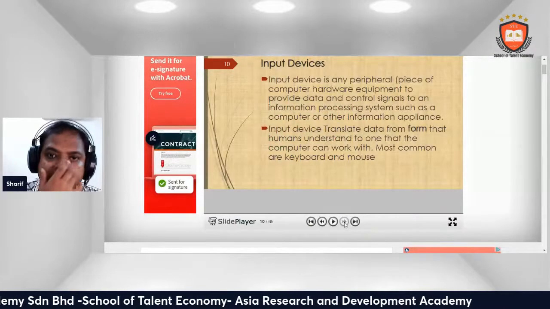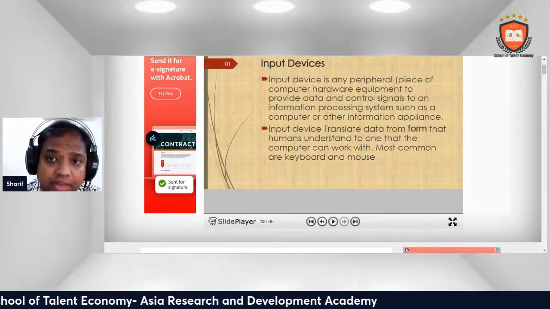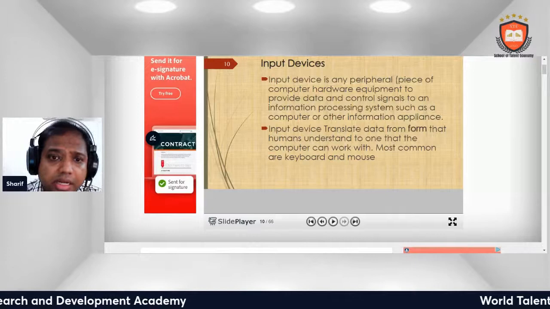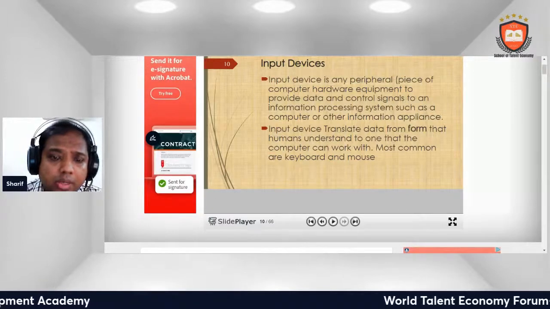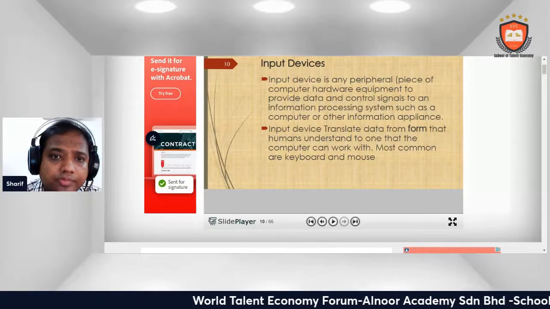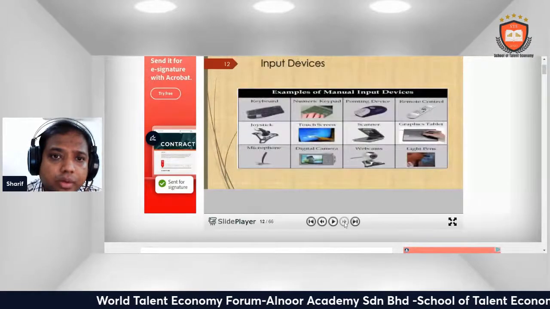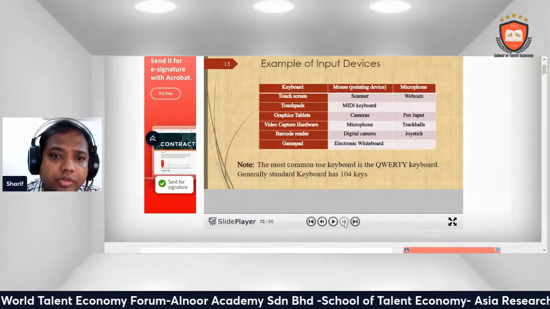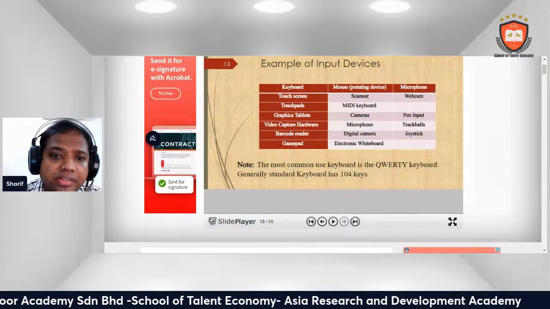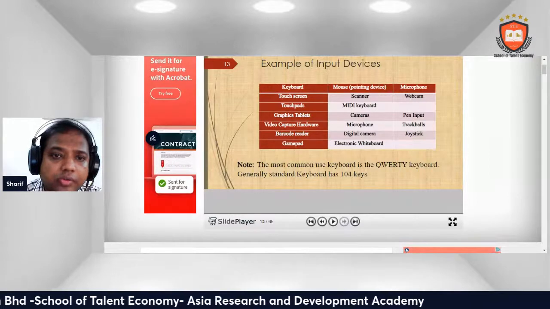Input devices. An input device is a peripheral. Input devices translate data from a format that humans understand to one that the computer can work with. Most commonly they are keyboards and mouse. Example: the most common keyboard is the QWERTY keyboard, generally a standard keyboard with 104 keys.